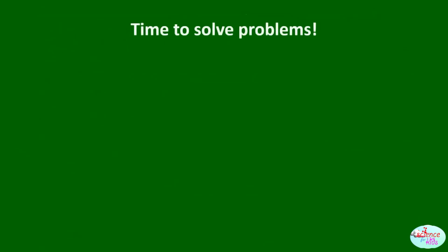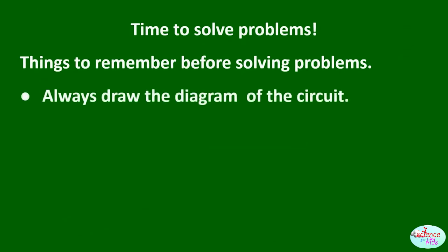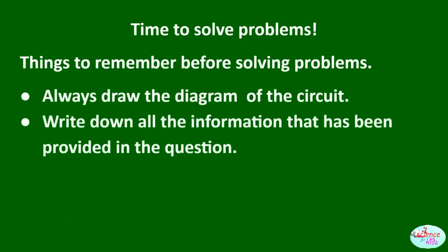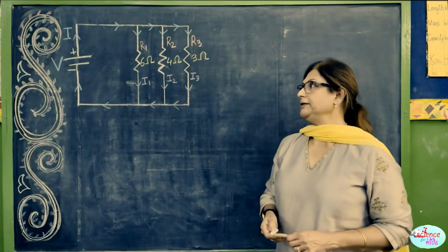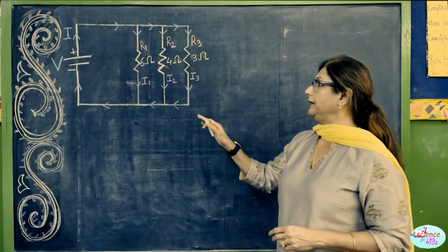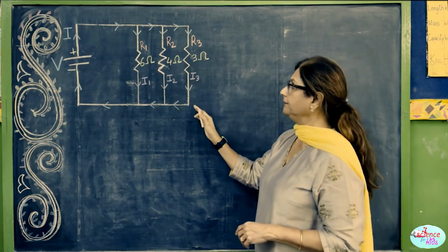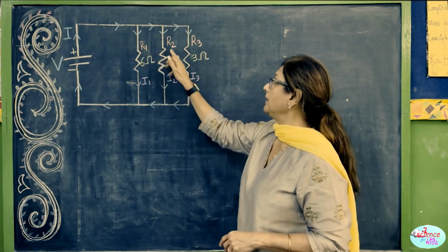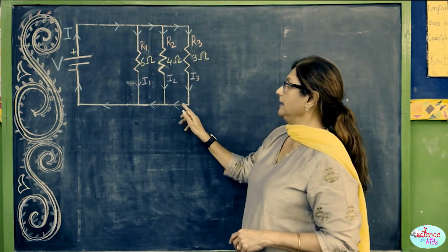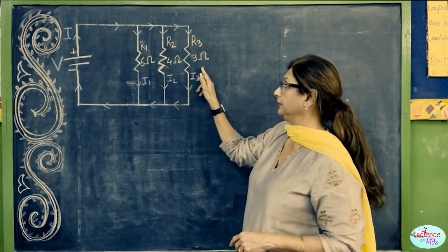And now it's time to solve some problems. But before solving, it is always a good idea to draw the diagram and write down all the information that has been provided in the question. So now that you have seen the question and the diagram is already drawn, it's time to solve it. So just look into the information that has been provided here. This is a circuit in parallel with 3 resistors R1, R2, R3 that are connected in parallel. R1 is 6 ohm resistor, R2 is 4 ohms and R3 is 3 ohms.